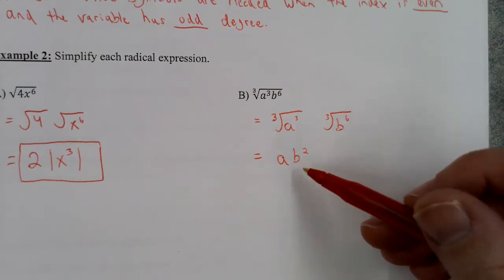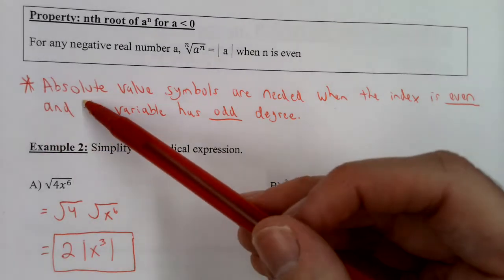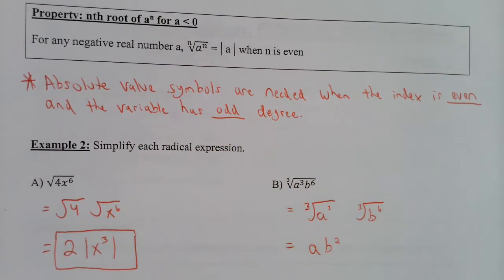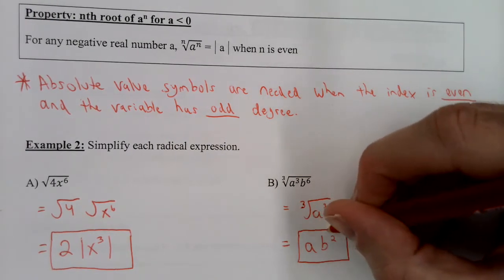The question is, do we need absolute value symbols? Yes or no? Absolute value symbols are needed when the index is even. This index is odd, so it doesn't apply. I do not need absolute value symbols for this part.